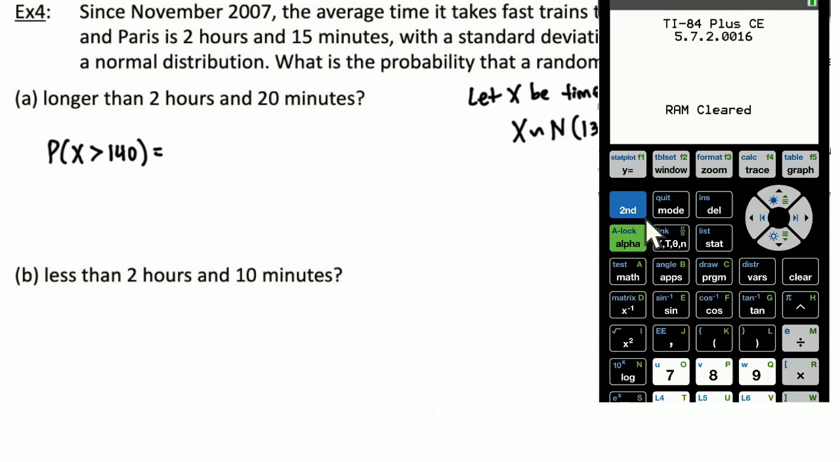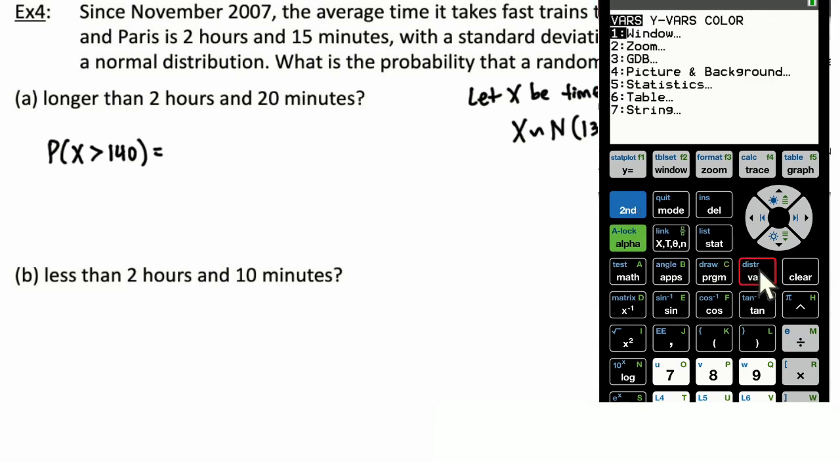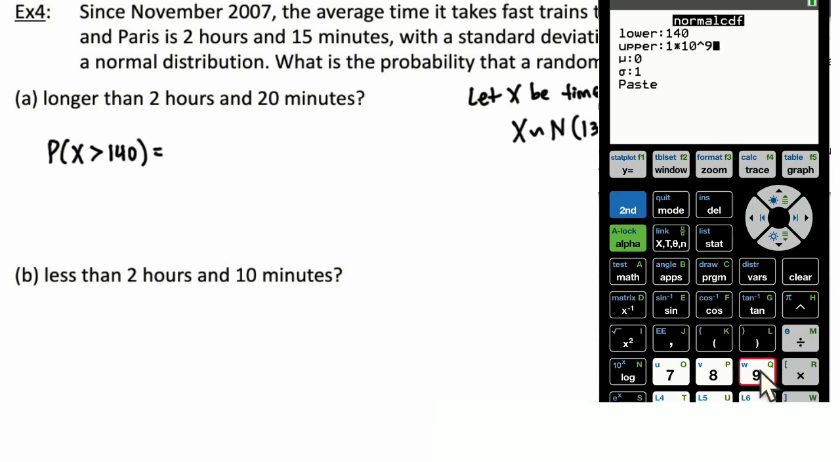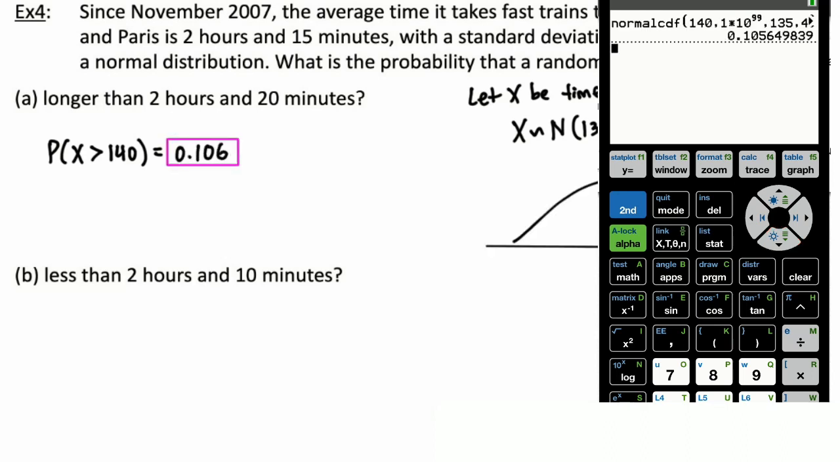Okay, and again, we're going to press second vars to get to our distribution menu. Select option 2, normal CDF. Here, our lower bound is 140, and for our upper bound, we want to set a really, really large number because the graphing calculator cannot accept infinity as an input. And then our mean is going to be 135 with our standard deviation being 4. Press paste, and we get our probability of 0.106 rounded to 3 sig figs.